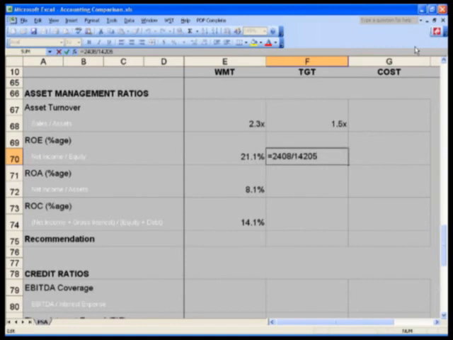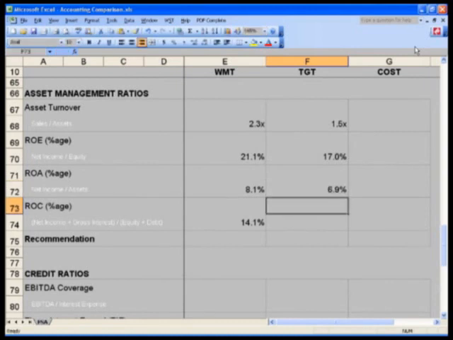Let's do the same thing for Target. Target's sales was 52,620 divided by 34,995 for their assets. We want to take that, and you will see our asset turnover ratio is 1.5, already lower than Walmart. ROE equals 2408 divided by 14205 equals 17% for Target's ROE, return on equity. Let's do the same thing for return on assets. Equals 2408 divided by 34,995, a return on assets of 6.9%.